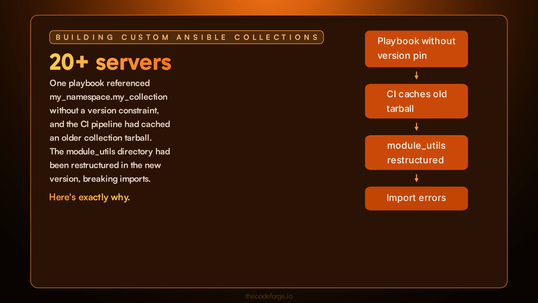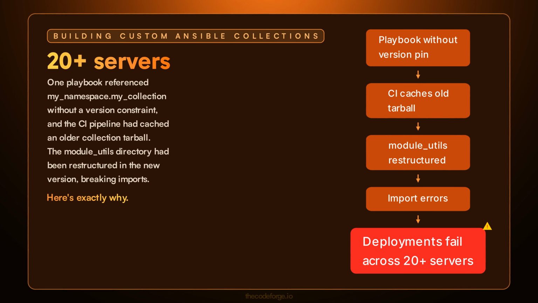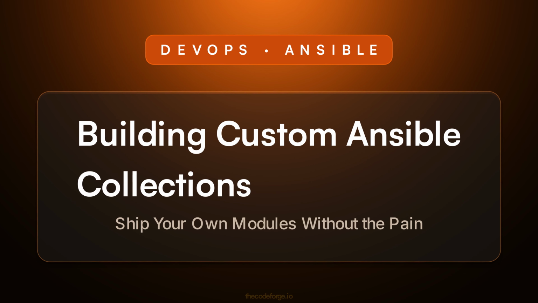Deployments failing with module_utils import errors across 20+ servers. One playbook referenced a collection without a version constraint, and the CI pipeline had cached an older tarball. Let's break down building custom Ansible collections, how it works, and the exact mistake behind that failure.